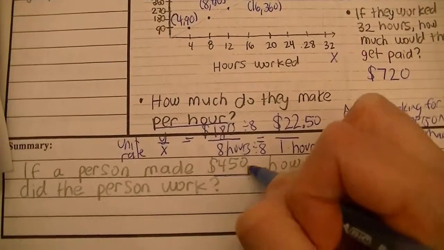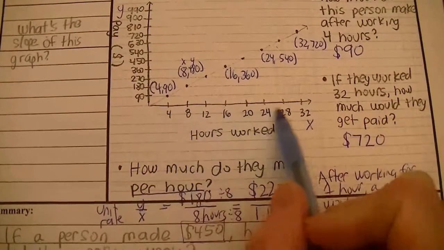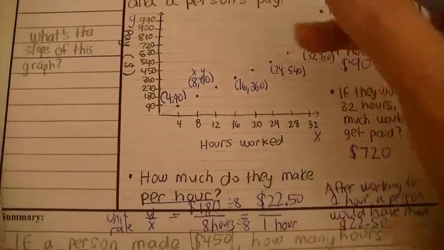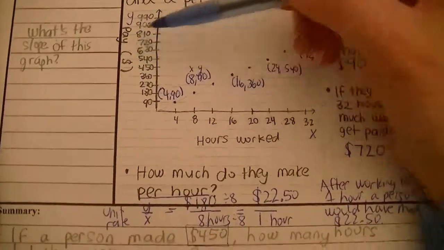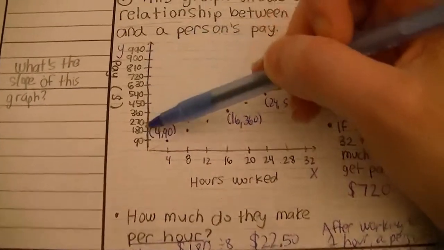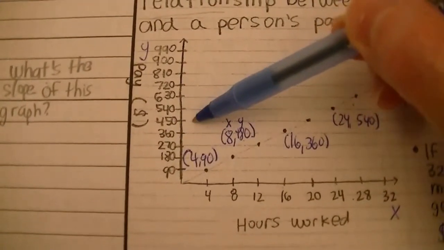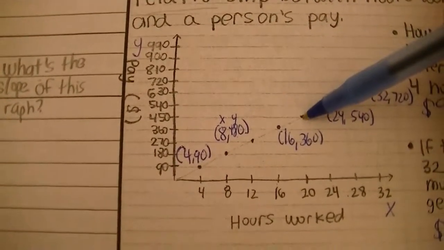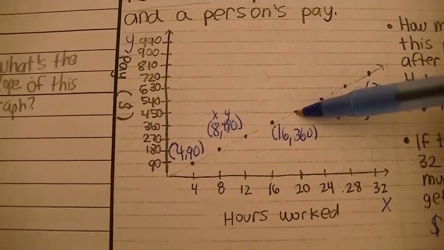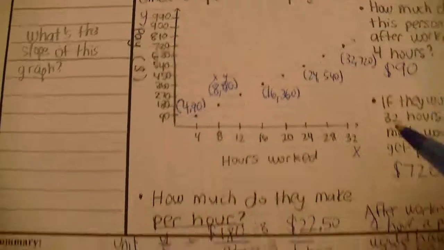So I see that they give me this $450. And when you go back up to the graph, the x-axis represents hours worked, the y-axis represents pay in dollars. So when I see $450, I'm going to look at that y-axis and find that $450. I go to its corresponding point on the graph, and I see that they would have had to work 20 hours.